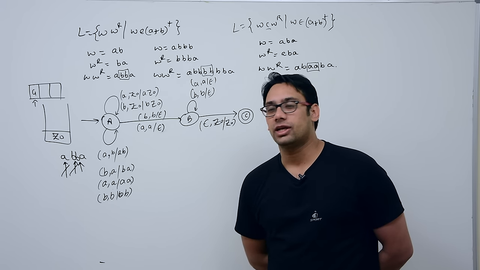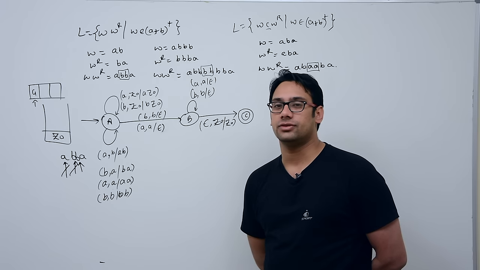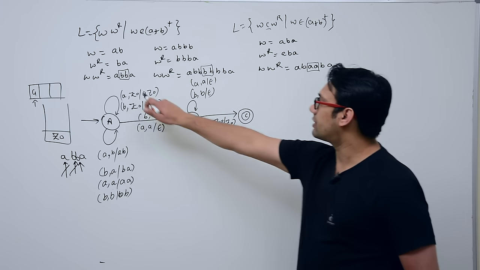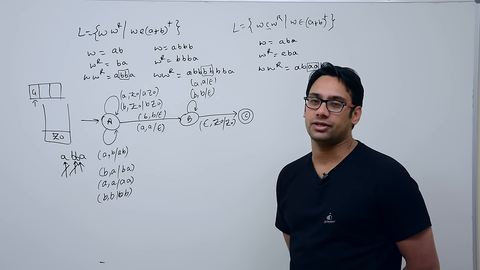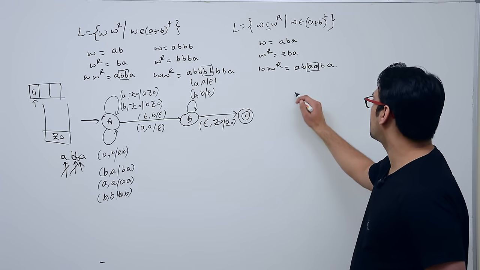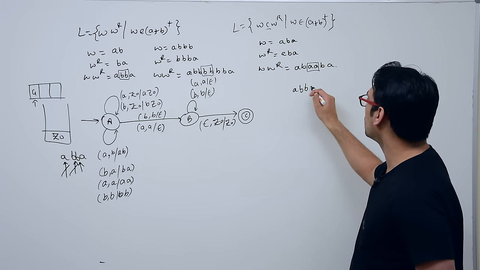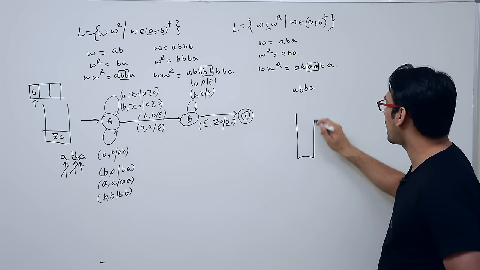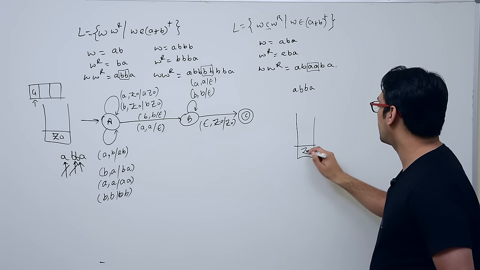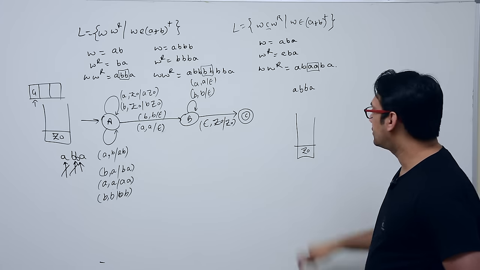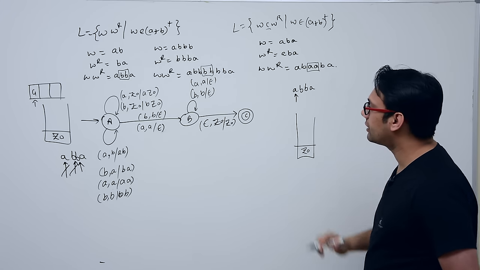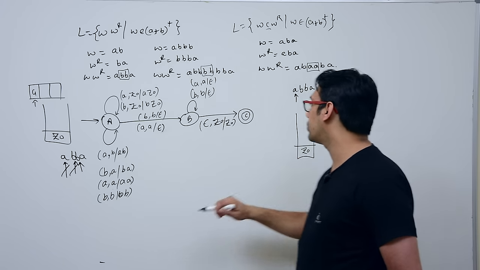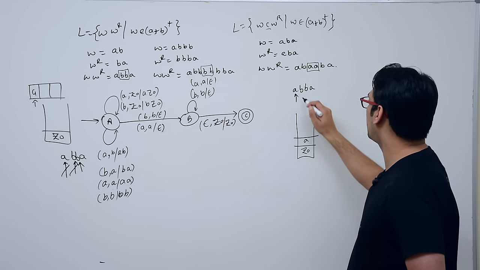And how does this pushdown automata actually work? Let me explain this with the help of a few examples. Let us take the first example, this one. The first example is A, B, B, A. In this A, B, B, A, this is a stack which is Z naught. We are checking the first symbol A, stack is containing Z naught. So we are going to put this symbol A onto the stack, and then we'll check the second symbol.